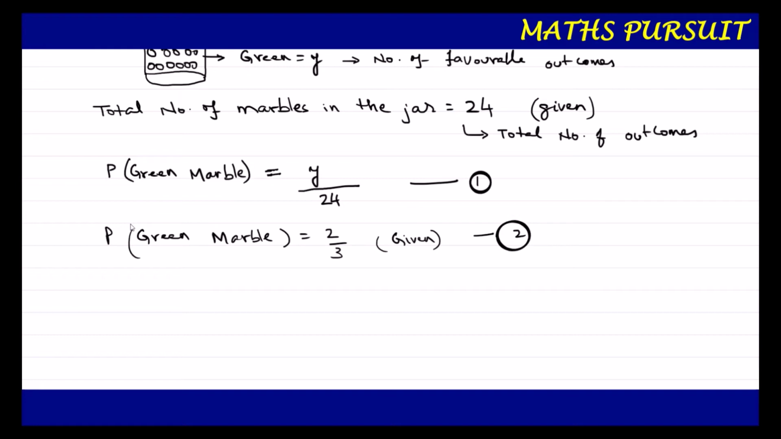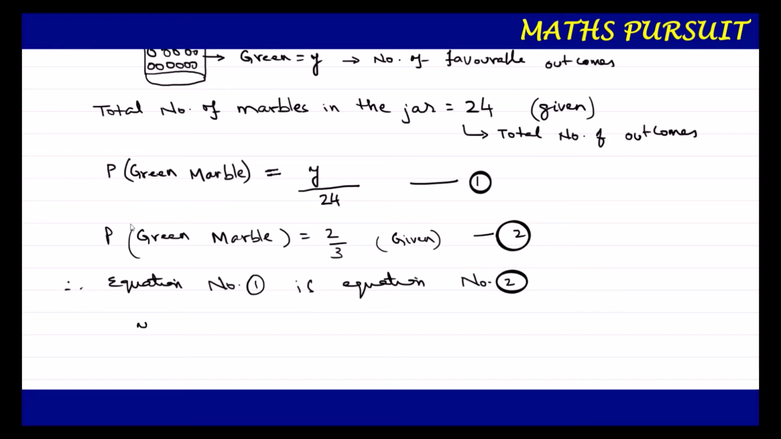So guys, you could see that the probability of green marble we got is Y upon 24, and the probability of green marble as per the question is 2 upon 3. So I can write, therefore, equation number 1 is equal to equation number 2. Why? Because we got the probability for green marble in equation number 1 and the same probability of green marble in equation number 2. So for that reason equation number 1 is equal to equation number 2.